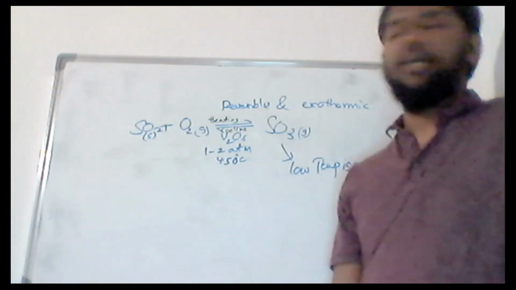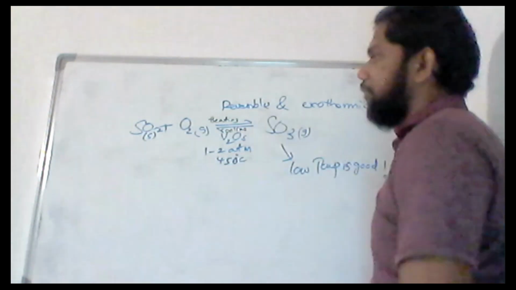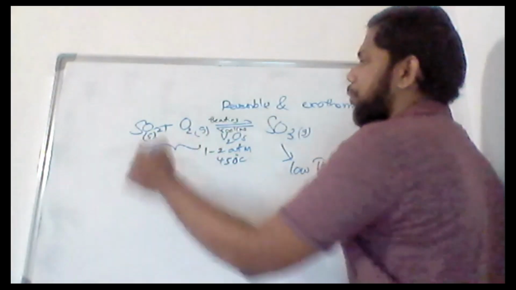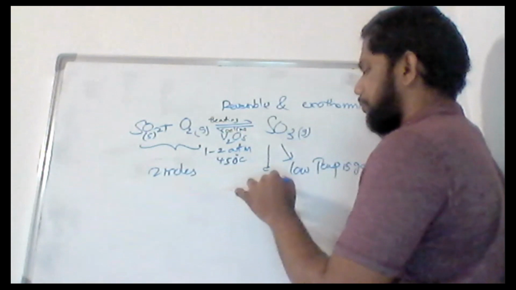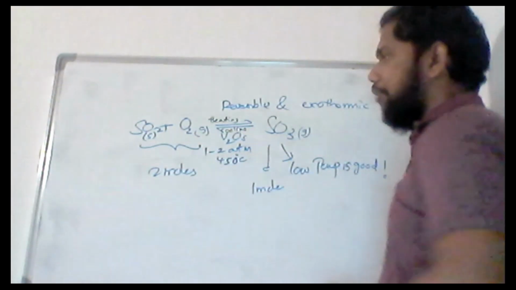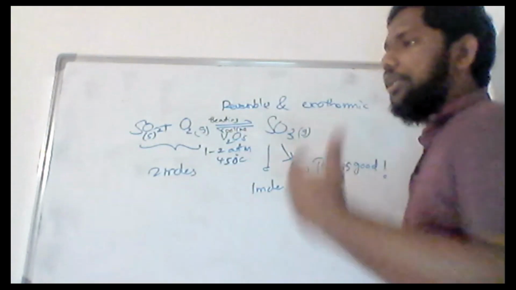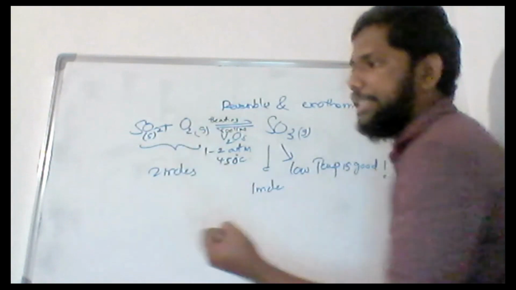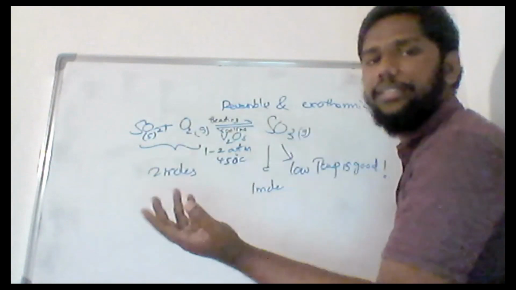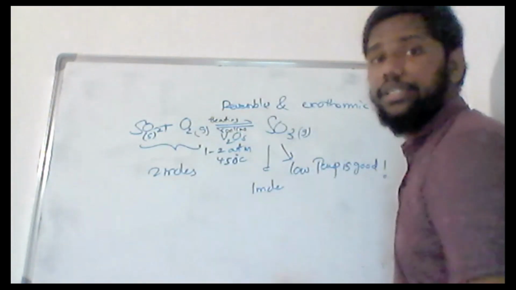And the second one is the pressure. Here you can see there are two molecules and here there is only one molecule. If you want to shift from here to here, Le Chatelier's principle says that if you decrease the pressure, the system should increase the pressure. And if you increase the pressure, the system should decrease it.